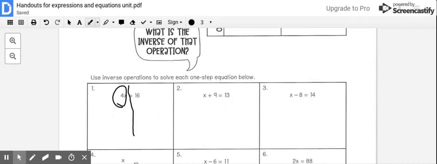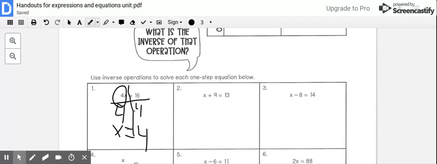So we think to ourselves, okay, the X is being multiplied by 4. So to reverse that, the opposite is we're going to divide by 4. And whatever we do to one side, we do to the other. And remember, that line means to divide. So 4 divided by 4 is 1. So that's how we get the X isolated. And then 16 divided by 4 is 4.